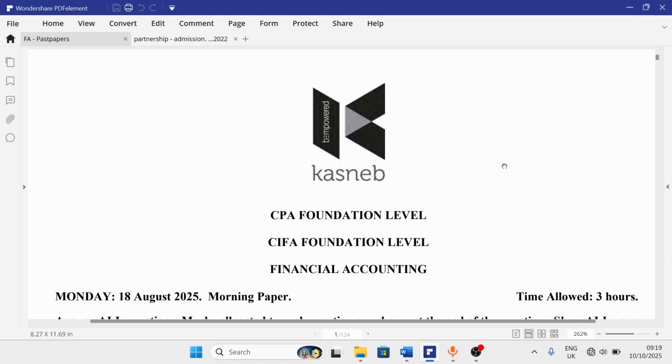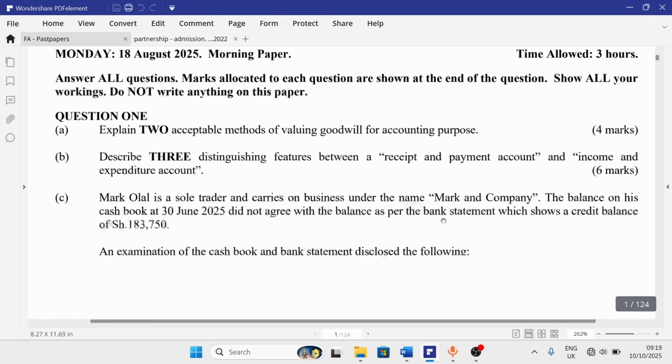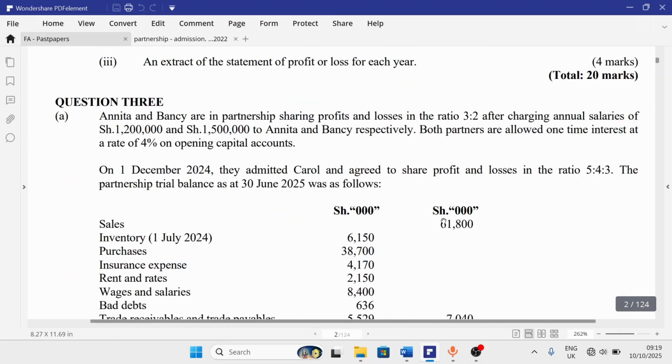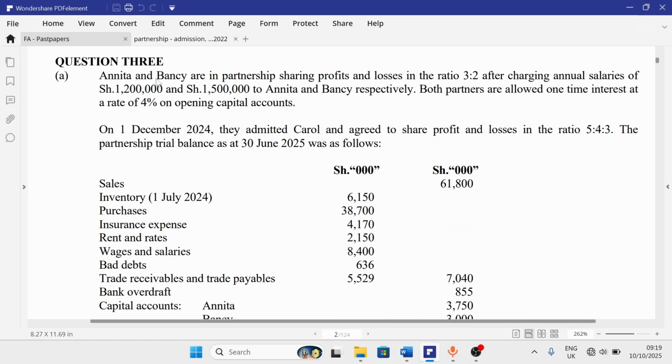So now we are going to solve one of the questions from CASNEB past papers. So this is August 2025, and then we are going to solve question 3. So this is question 3, CPA August 2025.